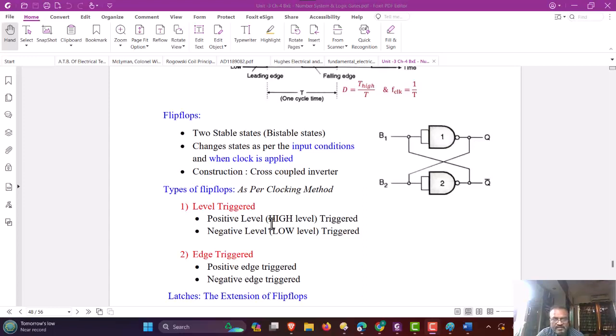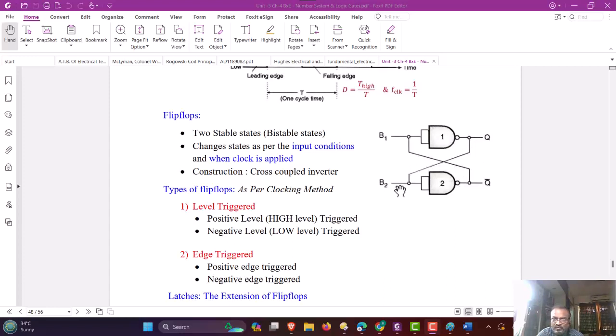Now let us see the first building block of a sequential circuit, that is the flip-flop. Flip-flops basically have two stable states, so it is also called a bistable circuit. Here the implementation of the flip-flop using two NAND gates is shown. Basically, these two NAND gates are connected as inverters, that is NOT gates, and the B1 input is connected to the first NAND gate and the B2 input is connected to the second NAND gate.